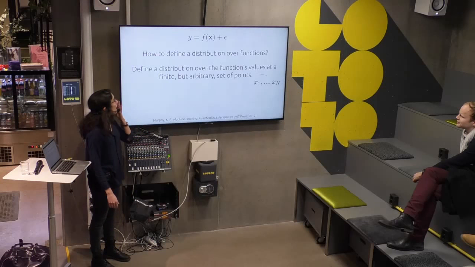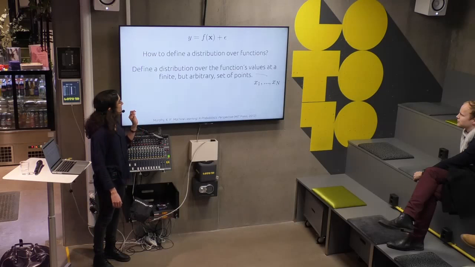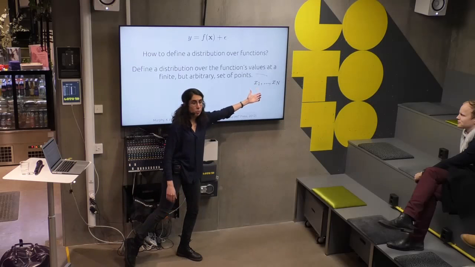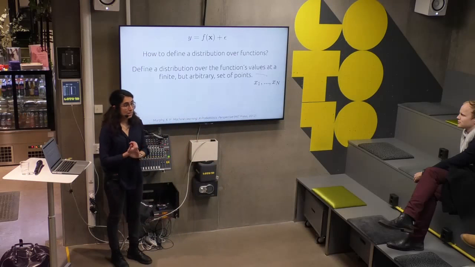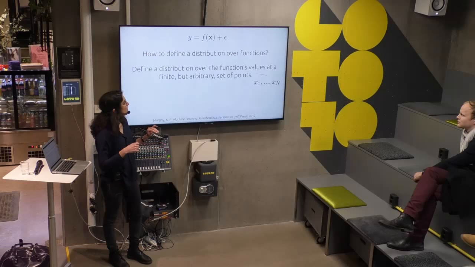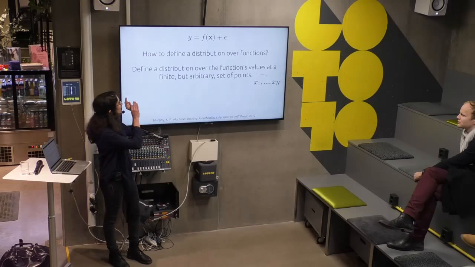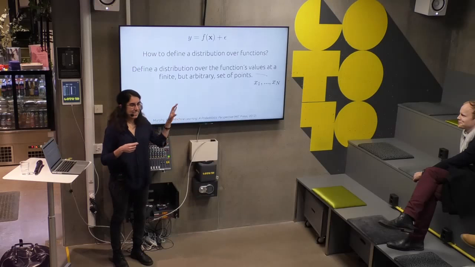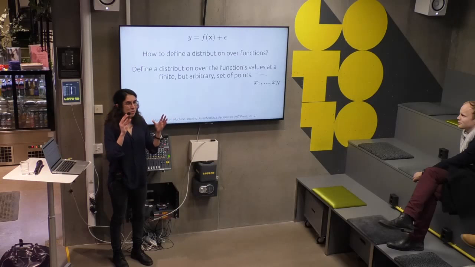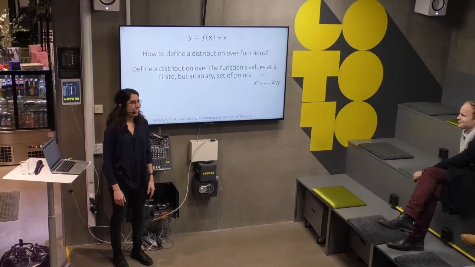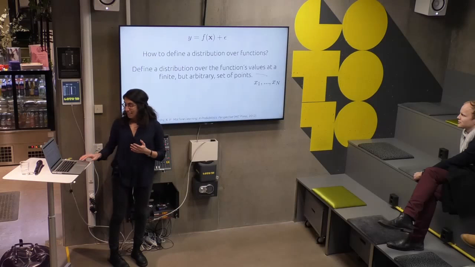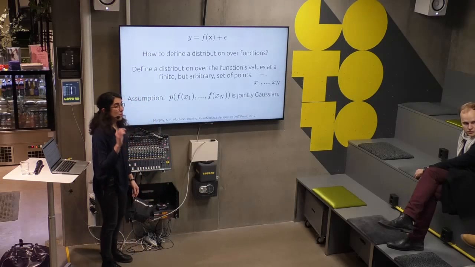Actually, we can do that by defining a distribution over the function's values at a finite but arbitrary set of points. If we imagine, going back to our input domain, that we have n points there, and we define this distribution over our function values at these input points, it doesn't matter which, then we can actually define a distribution over functions.